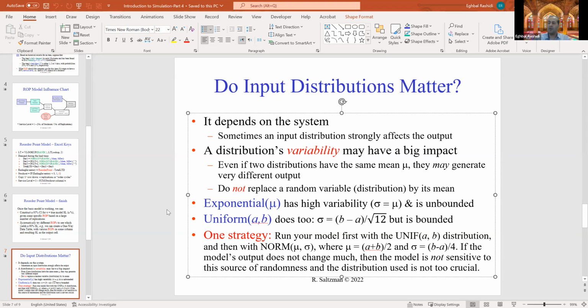If you see the model output does not change much, then the source of randomness is not actually a big deal. It's not crucial. Otherwise, it is.